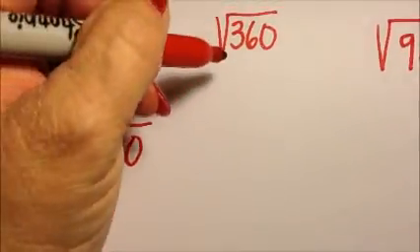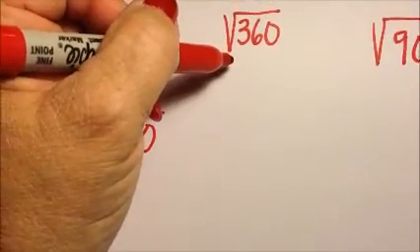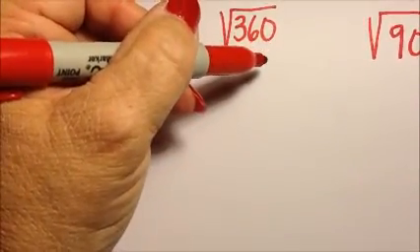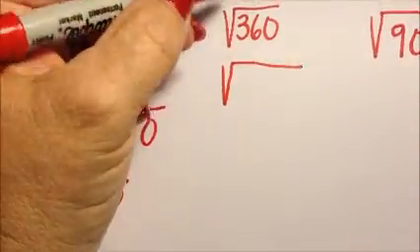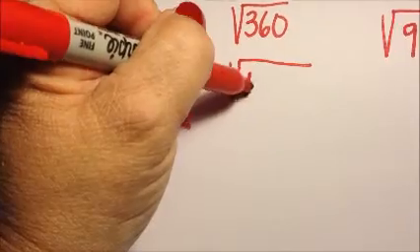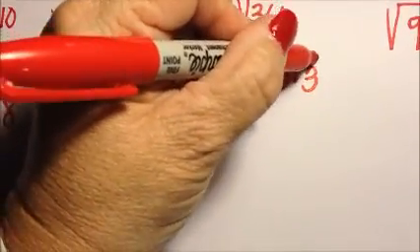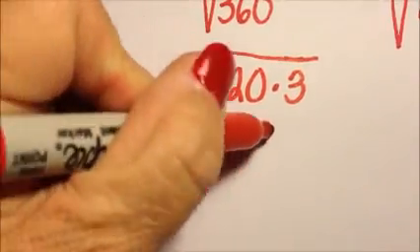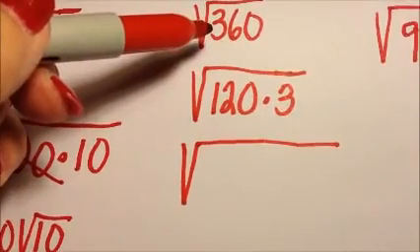Okay, the square root of 360. There are a lot of different things I could do in terms of breaking this down. It's very apparent I could do 36 times 10, but I'm not going to do that. I'm going to pretend I forgot it. So what if I said 120 times 3? Okay, it didn't help me any, did it? But I can break 120 down. See, there's not a set way to do this. The easiest way would be 36 times 10.